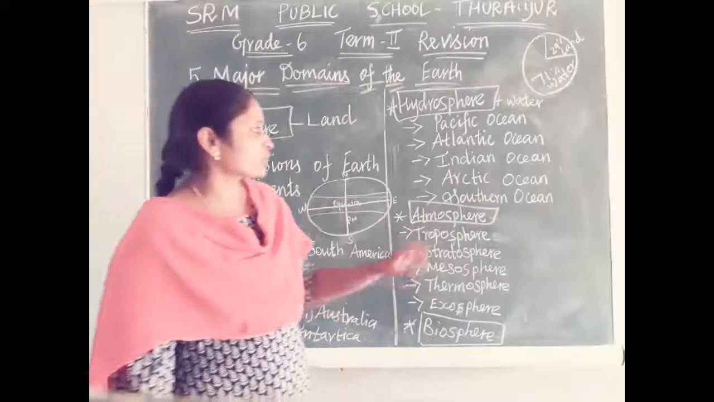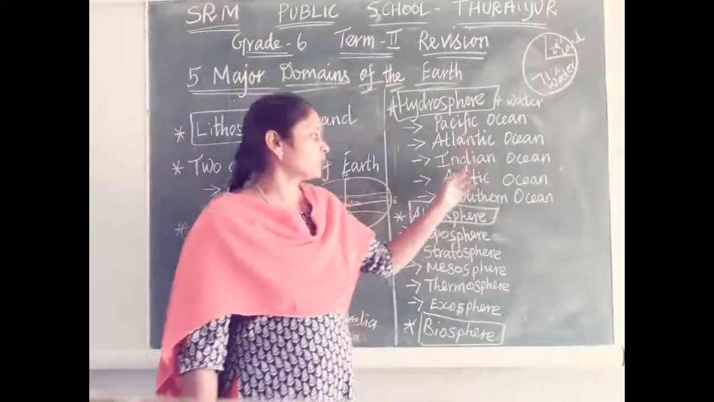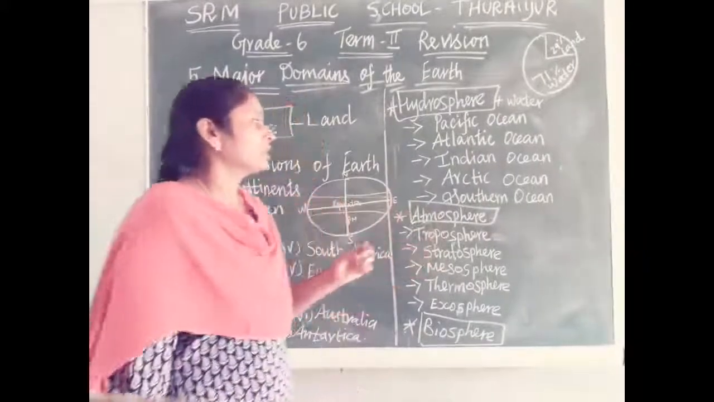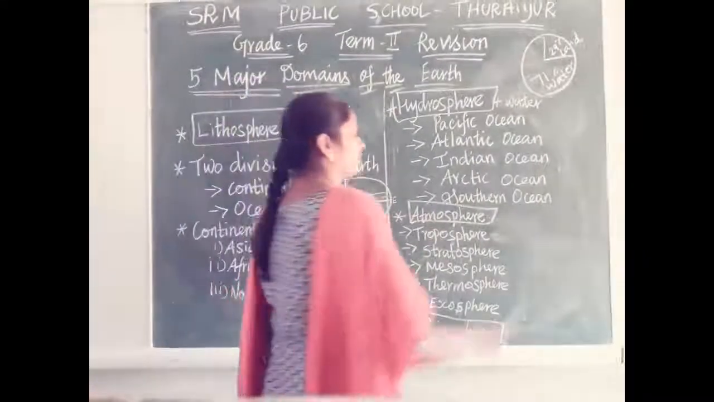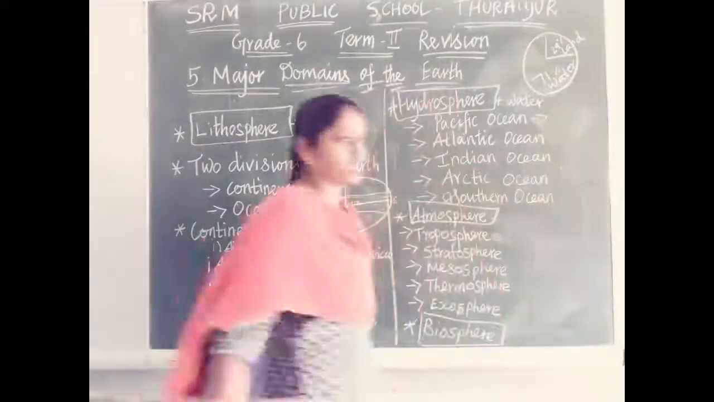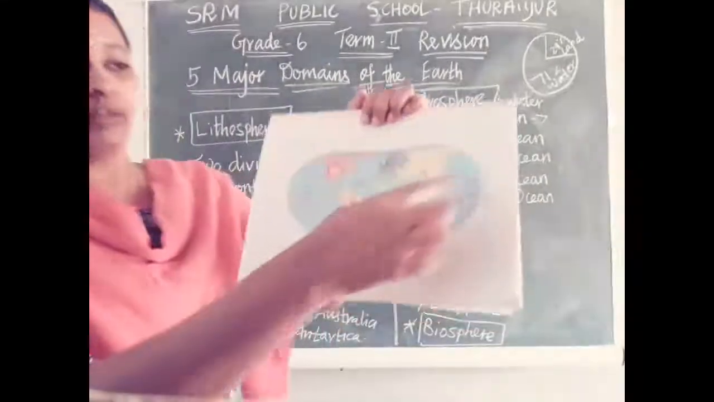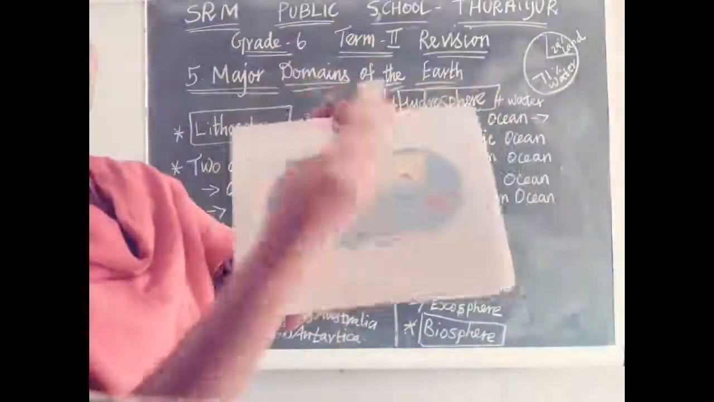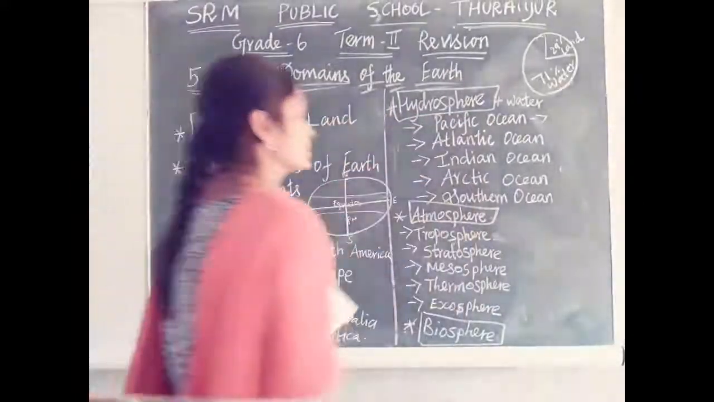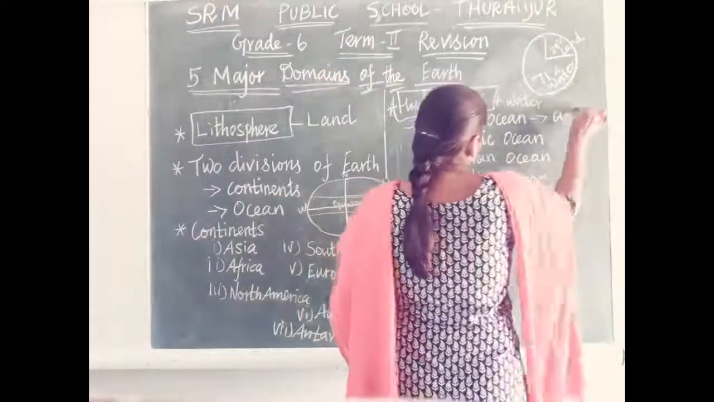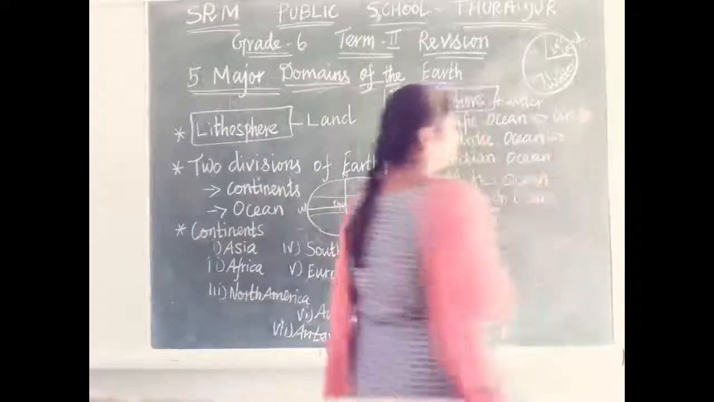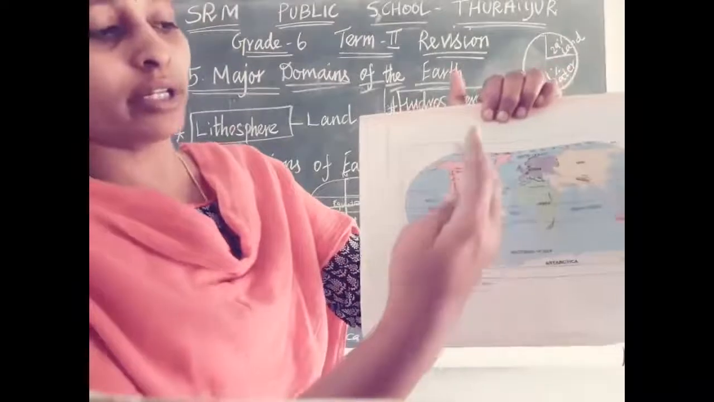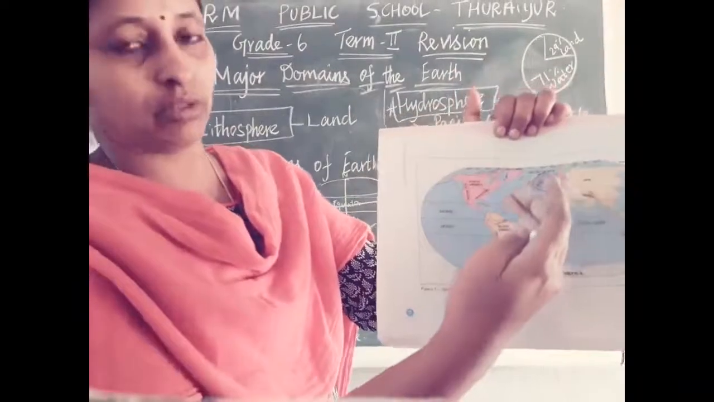What are the 5 major oceans? The Pacific Ocean, Atlantic Ocean, Indian Ocean, Arctic Ocean, and Southern Ocean. The Pacific Ocean is a circle-shaped ocean. You know very well where the Pacific Ocean is located; our Earth is a spherical shape. So the Pacific Ocean is a circle-shaped ocean. Then the Atlantic Ocean divides the continents of North America and South America from Europe and Africa.